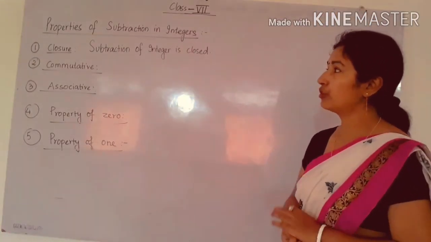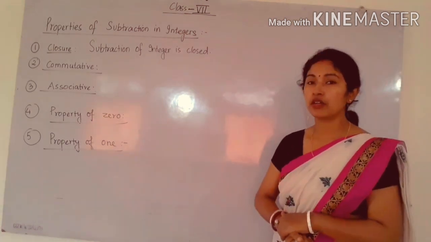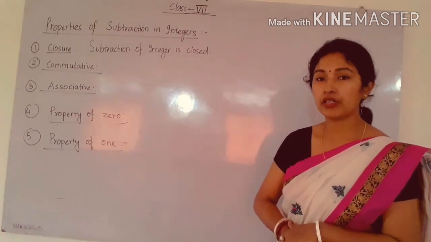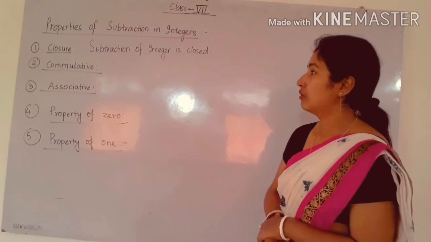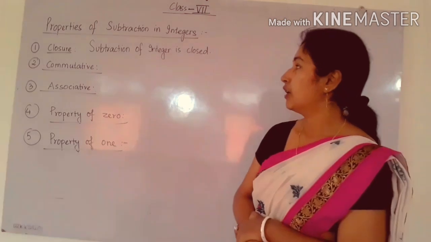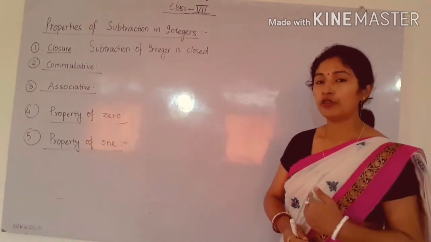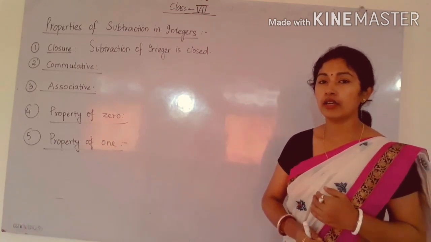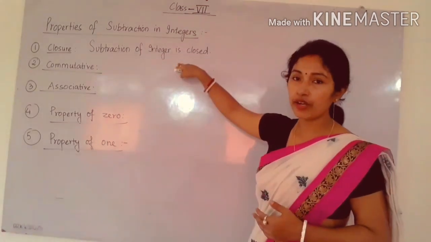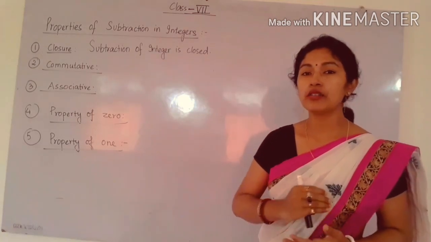In this lecture I am going to discuss the properties of subtraction in integers. Already we have discussed properties of addition in integers, what integers are, and the basic properties of integers. So here the first property is the closure property. What is the closure property? If we subtract one number from another number, is the answer an integer or not? If it is an integer, then the closure property is satisfied. If the answer is not an integer, then the closure property is not satisfied.